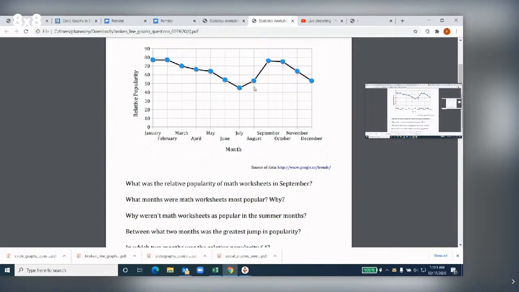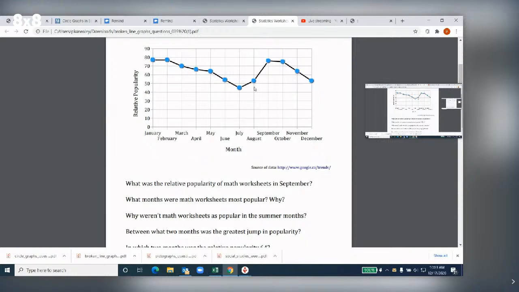And we just assume during the summer, most of us are outside, so we're probably not in front of our computer, or maybe not in school, so we're not Googling math worksheets. Any of those things would be appropriate. And like I said, there's not a right or wrong answer for that one. It just asks you to evaluate and make an informed decision on why you think in the summer people aren't Googling math worksheets.